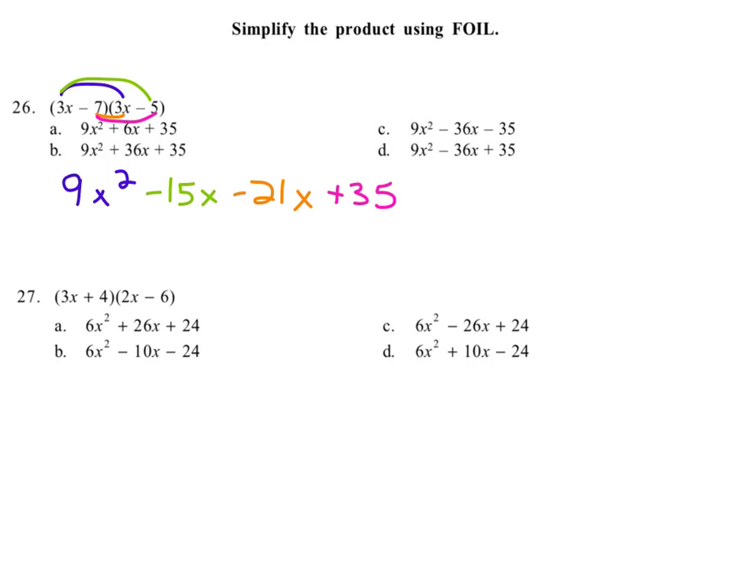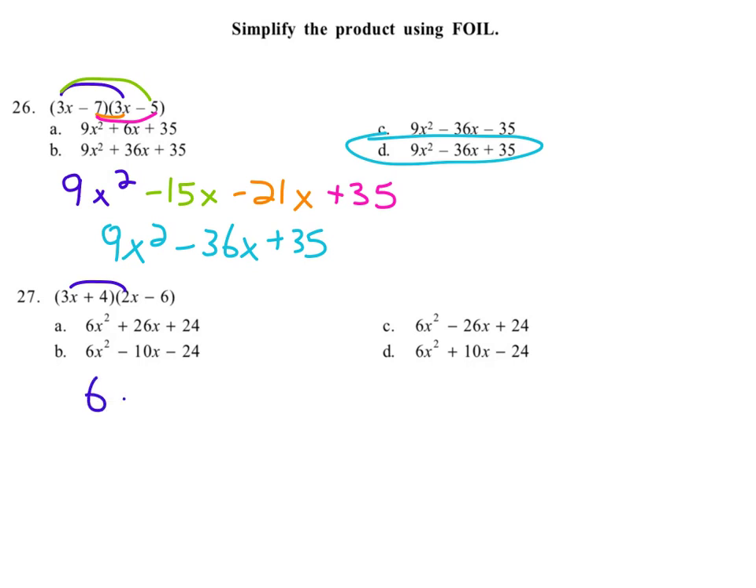Well, the middle terms combine, negative 15x and negative 21x. So we've got 9x squared minus 36x plus 35. And that is D. Let's do that one more time for number 27.